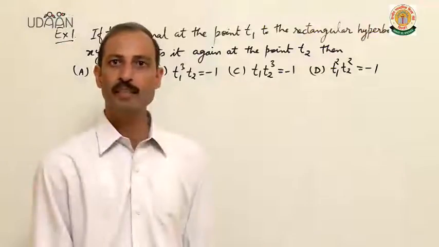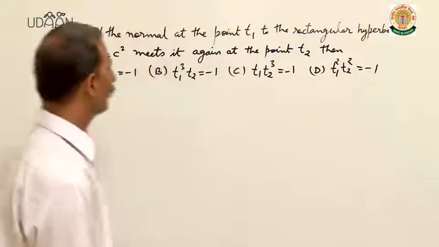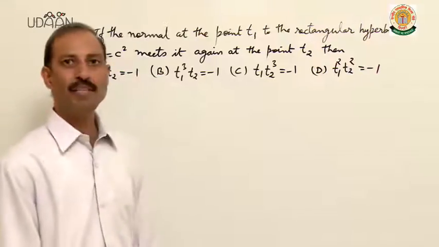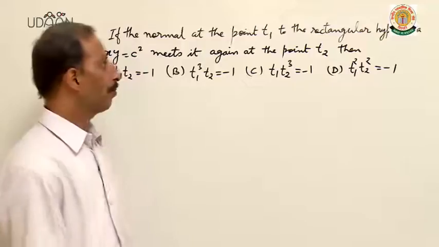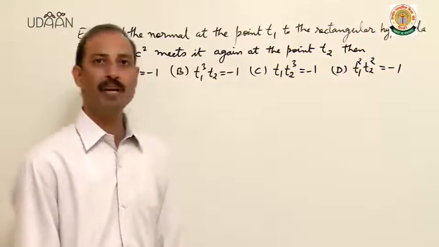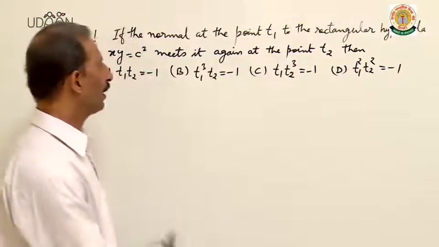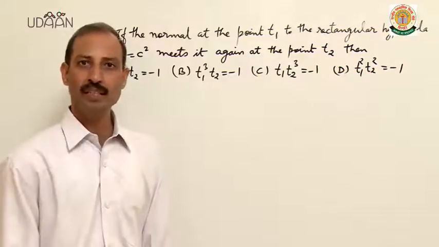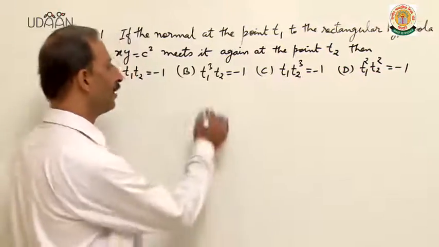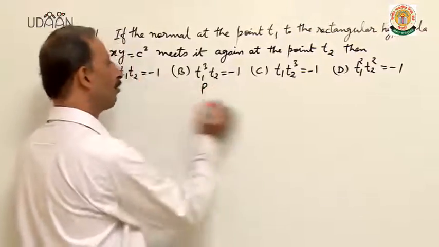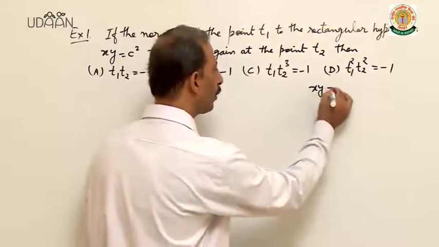See the children, in this example what is given here. If the normal at the point t1 to the rectangular hyperbola xy is equal to c square meets it again at the point t2, then which condition will satisfy between the t1 and t2? First of all, you have to take the point on the rectangular hyperbola xy is equal to c square.